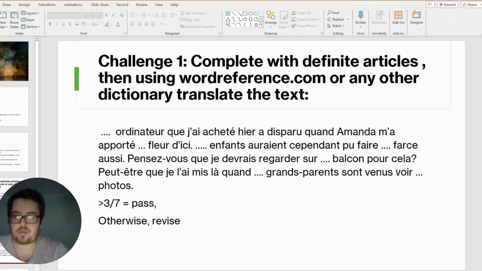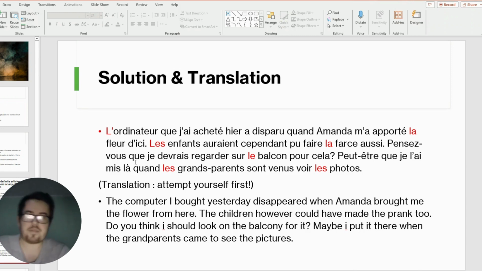Okay, now we're going to see the solution. And for example, we have the first one, ordinateur. In order to use the definite article, we need to use le, but because we have the phenomenon of elision here, because ordinateur starts with O, which is a vowel in French, you have to use the process of elision, and you are left with l'. L'ordinateur que j'ai acheté hier a disparu quand demande m'apporter une fleur.